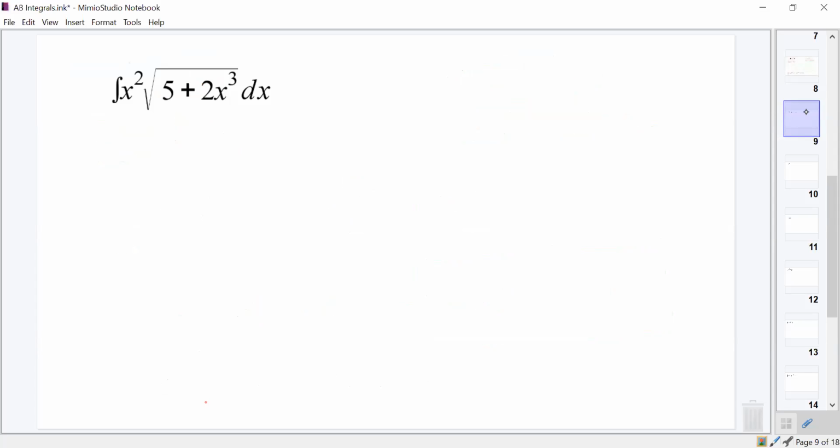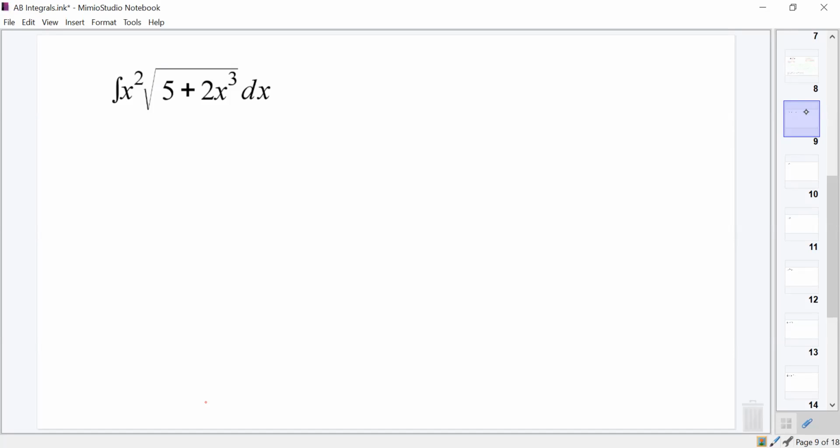All right, let's take a look at this. We have an integral of x squared times the square root of 5 plus 2x cubed. So, first question you want to ask yourself as you're working through this is, what piece of this is most complicated? Is x squared more complicated, or is the square root of 5 plus 2x cubed more complicated? The square root. Right, the square root of 5 plus 2x cubed.